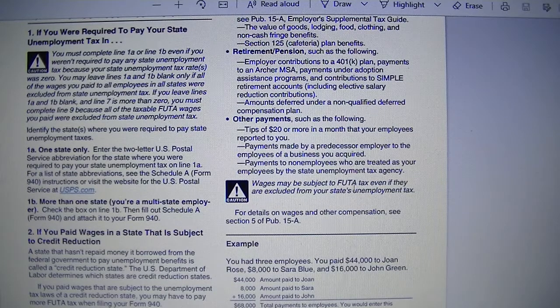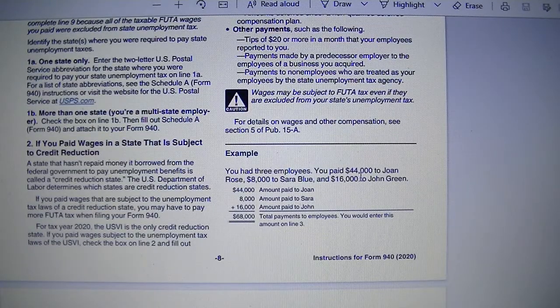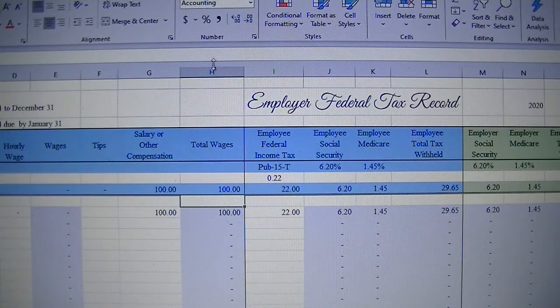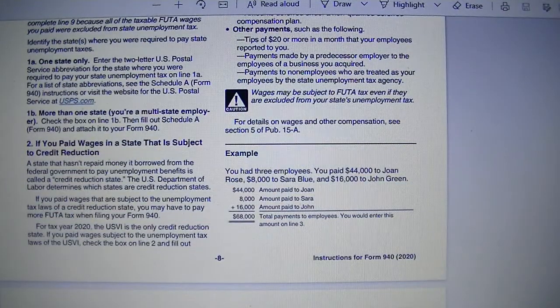Wages may be subject to FUTA tax even if they are excluded from your state unemployment tax. And they have an example. When you pay $44,000 to one employee, $8,000 to another employee, and $16,000 to another employee, you total them all for line 3. So you are not just going to do the first $7,000 or anything. You are going to use the full amount that you pay your employees during the year. That will go on line 3.